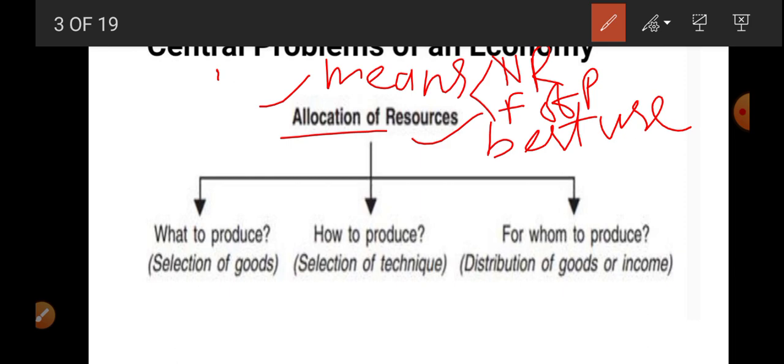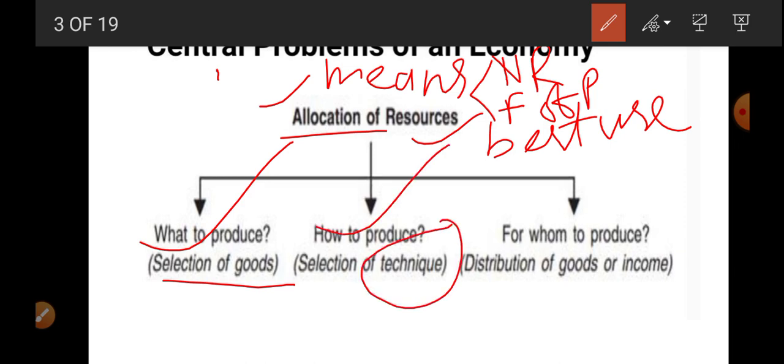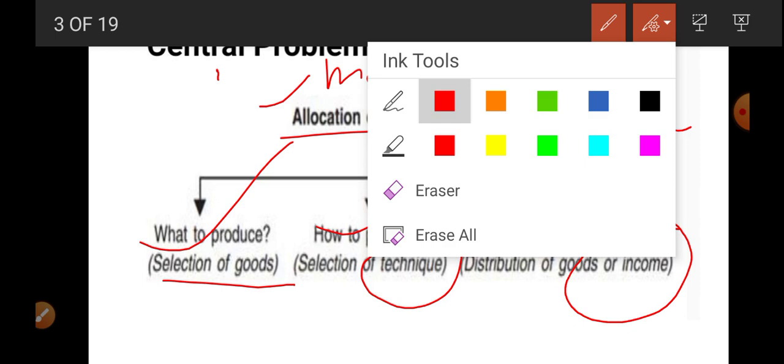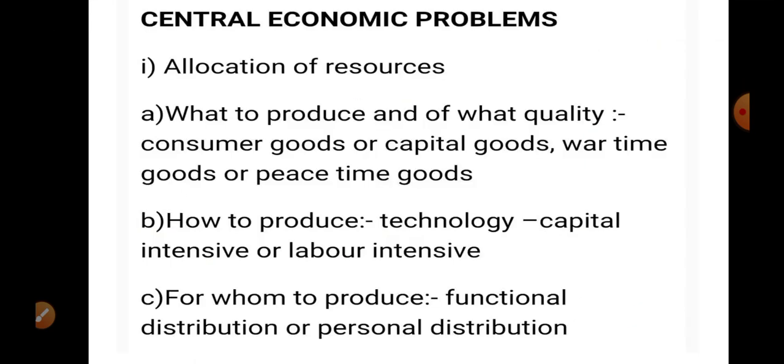Now what are the central problems that each and every economy faces? First is what to produce, that is related to selection of good. There are a lot of varieties of goods. The economy has to decide resources are going to be used for production of which type of good. How to produce, it is related to selection of technique. For whom to produce, it is related to distribution of national income. We are going to discuss each and every one. So first problem is what to produce and of what quantity. This is the first question that arises in front of every economy.